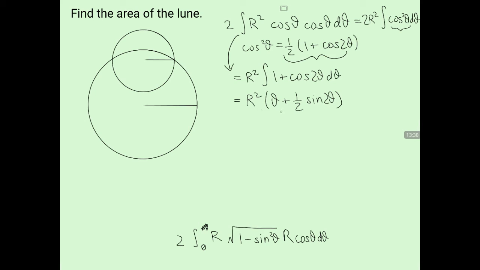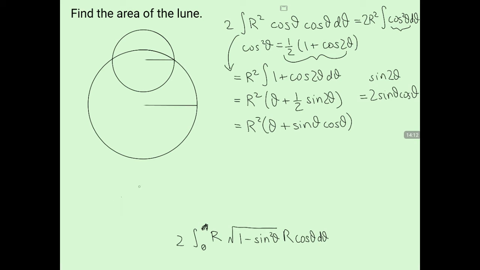And right now, since we're taking the definite integral afterwards, we can just ignore the plus c for now. Sine 2 theta can also be written as 2 times sine theta cosine theta. So using this identity, we can rewrite 1/2 sine 2 theta as sine theta cosine theta.